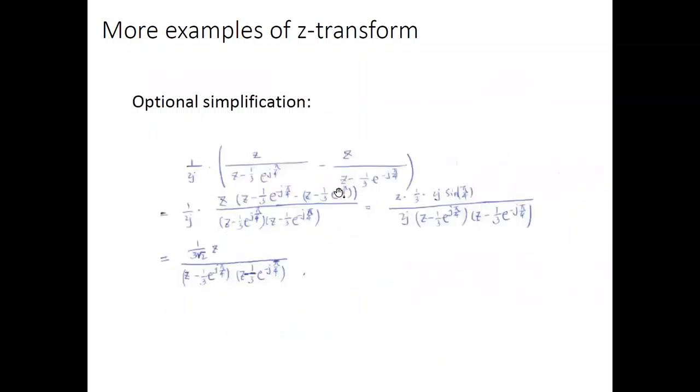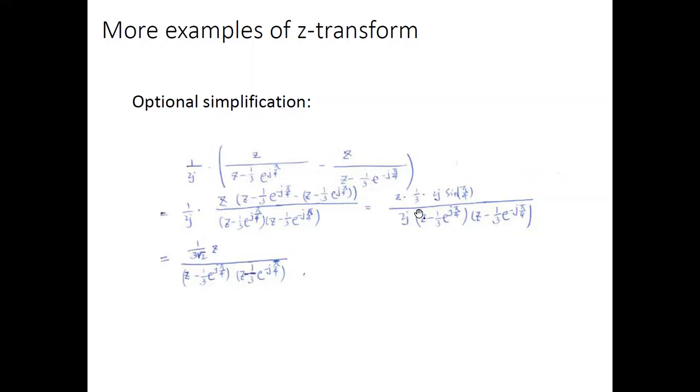This is the result we obtained for this example. We can make some optional simplifications. This simplification is not required in your homework or exam. Basically, we can multiply the two denominators, and for the numerator, it's the second denominator minus the first denominator.